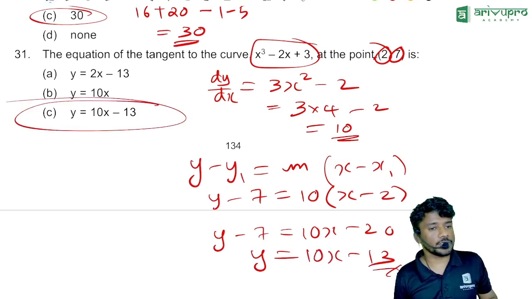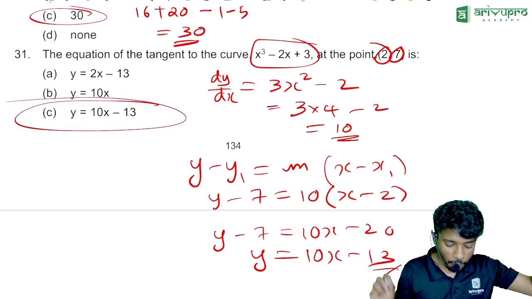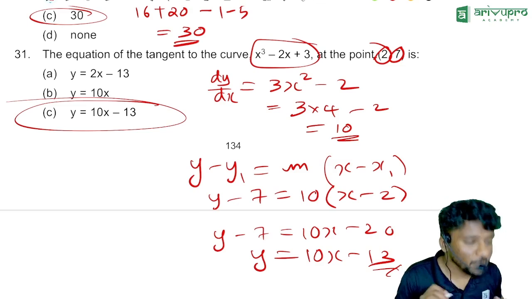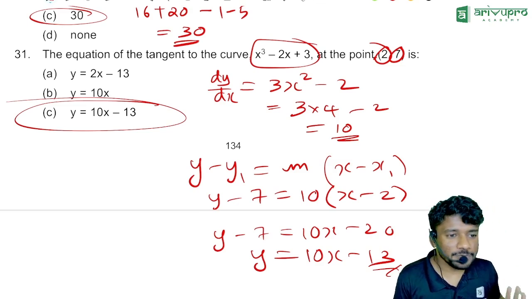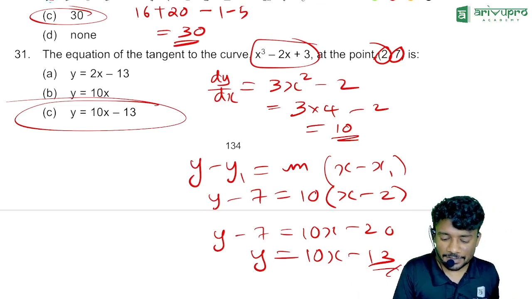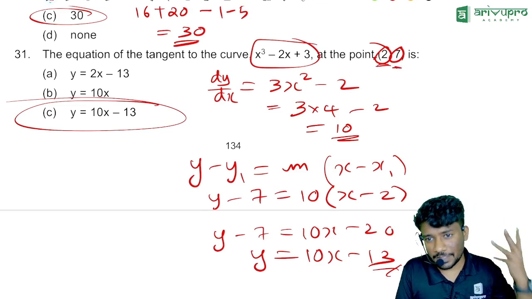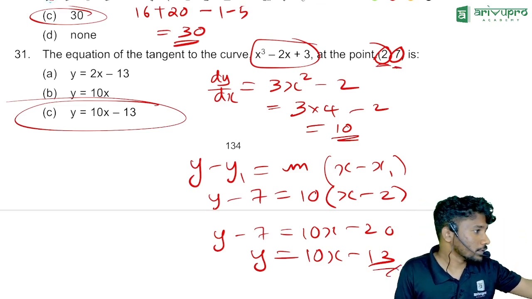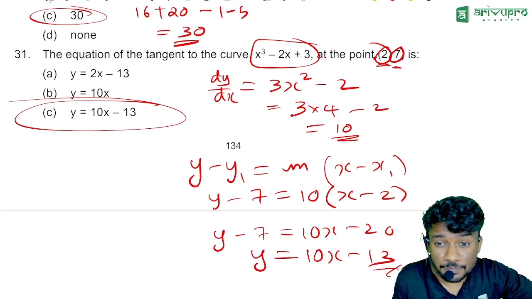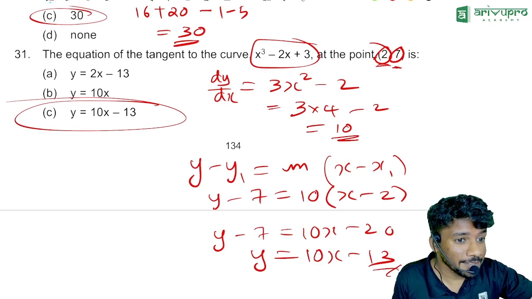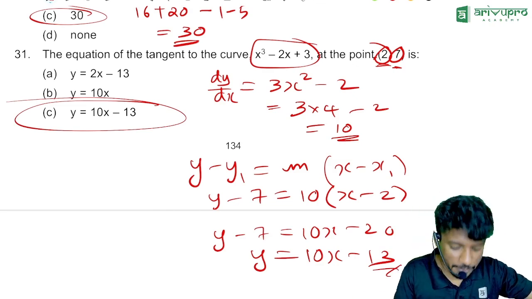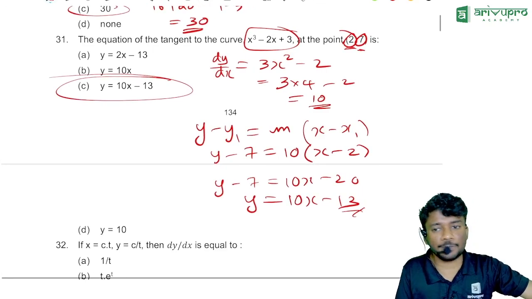Answer is option C. And I also told you that in most cases, just find the m value, because in most cases there will be a slope. Since these two values are not equal, slope should be there, then the intercept not being there is not possible. So from the options itself, the answer is option C.